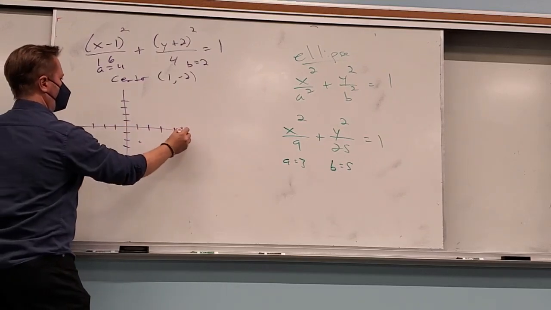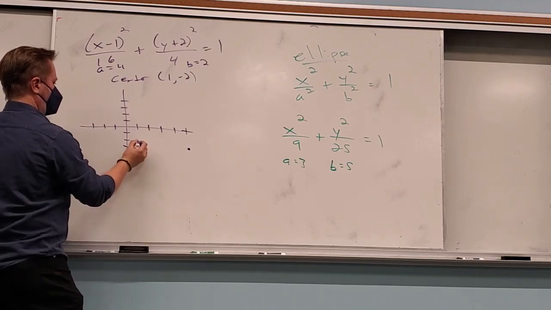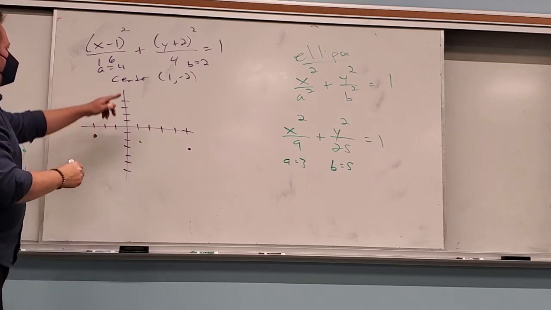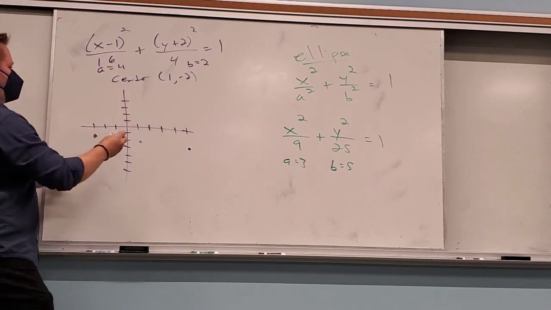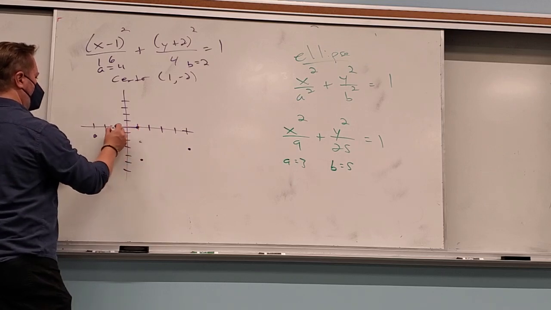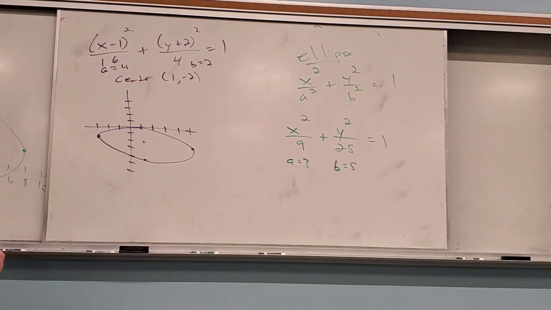So I'm gonna go 1, 2, 3, 4. 1, 2, 3, 4. In the Y direction, how far am I gonna go? 2. 1, 2. 1, 2. There's my ellipse. Barely more difficult than the other one we did. Right? You just count from whatever the center is.